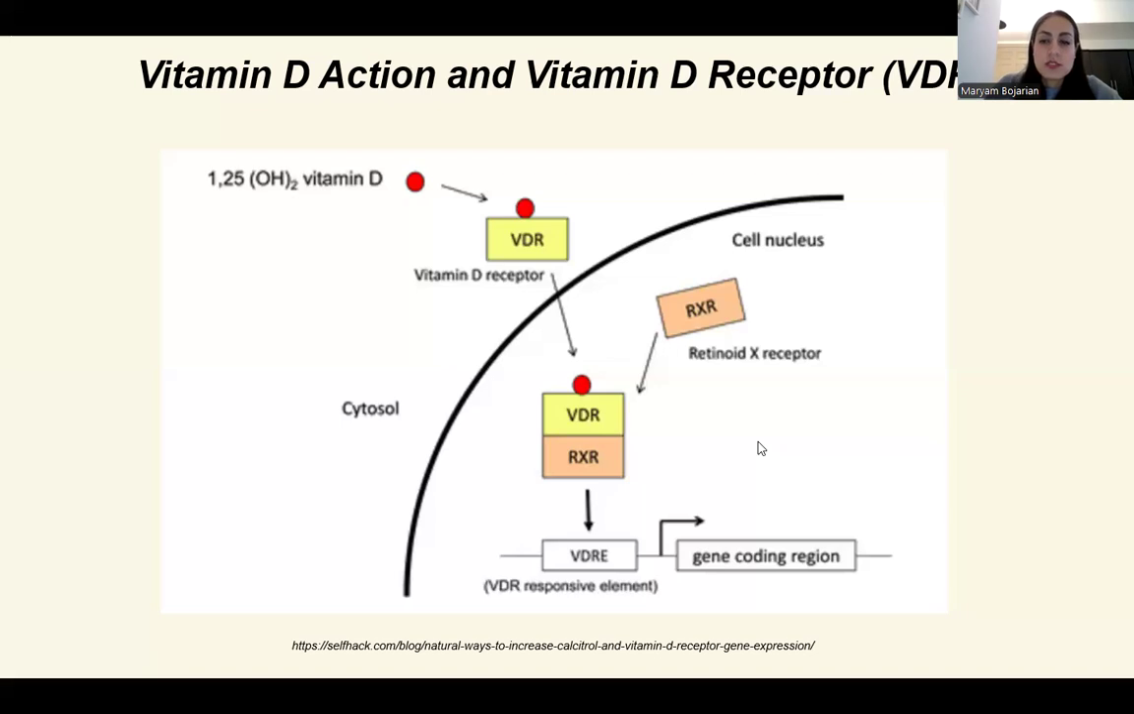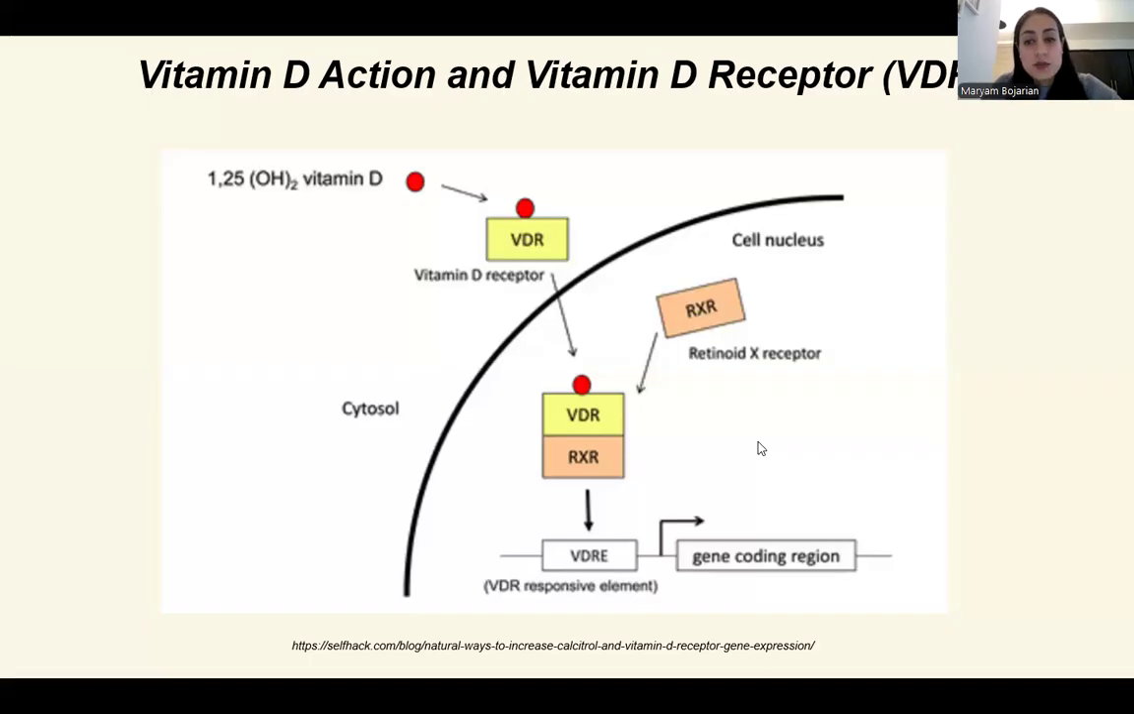And what happens when vitamin D binds its receptor? As you can see here, when 1,25 dihydroxy vitamin D binds the receptor, VDR pairs with another nuclear receptor, and this complex attaches to a specific DNA sequence, and that complex regulates transcription of numerous genes. This results in increased calcium and phosphate absorption in the intestine, increased bone mineralization, and decreased PTH production.